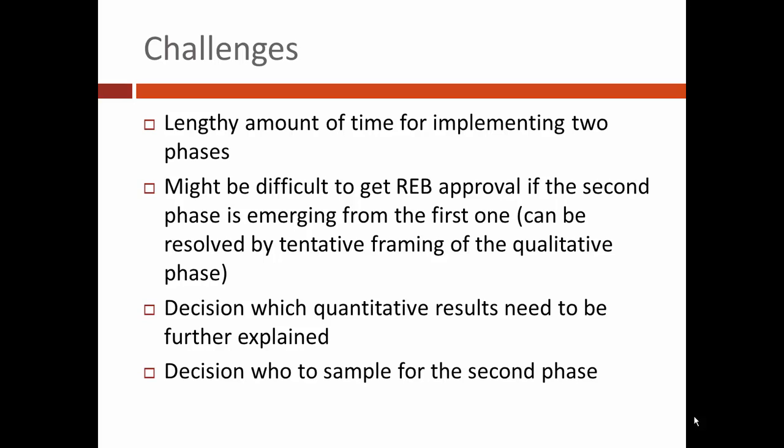Well, the other side of the strengths of the method is its weaknesses. First of all, sequential data collection requires more time. Second, since the qualitative phase might be emerging from the first one, it might be difficult to obtain the Research Ethics Board approval for this type of study, although this problem can be resolved by describing the tentative methodology for the second phase. Finally, in the middle of the study, the researcher will need to make decisions regarding the quantitative data that need to be further explained and the cases that will be sampled for the second phase.